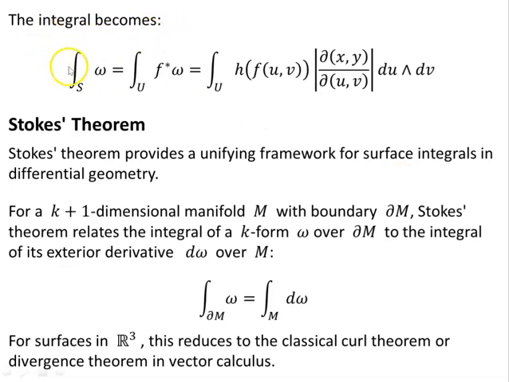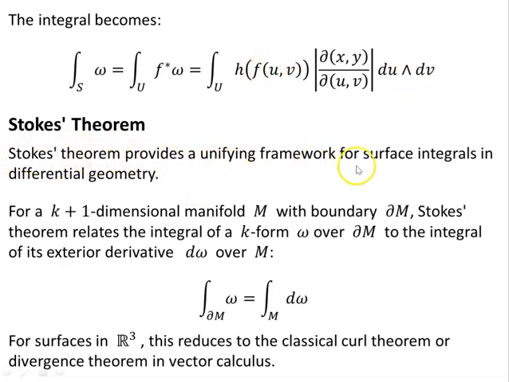So the integral of omega over S is equal to, and this is the important thing, the integral of the pullback of omega under the map F over U, which is, as I've just said in the previous slide, that. Another thing to have a look at is Stokes theorem.